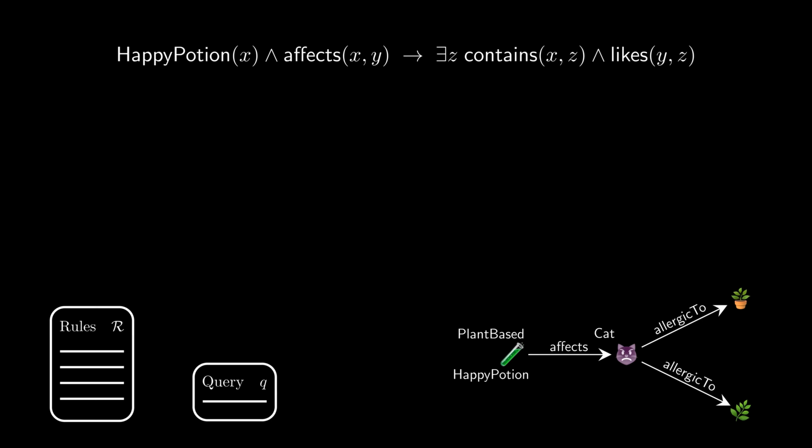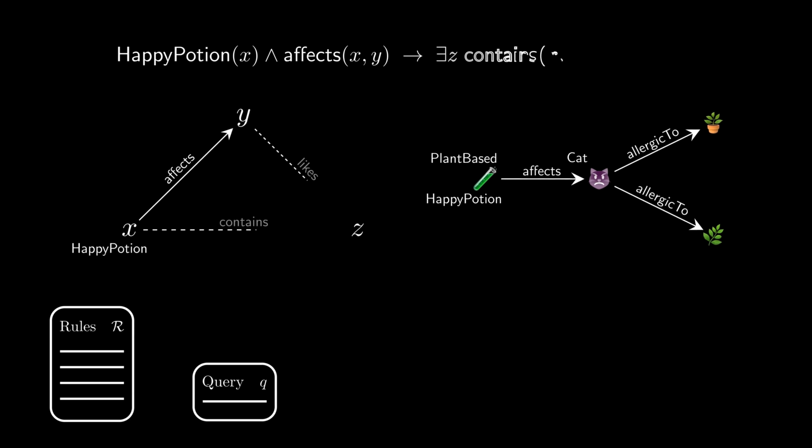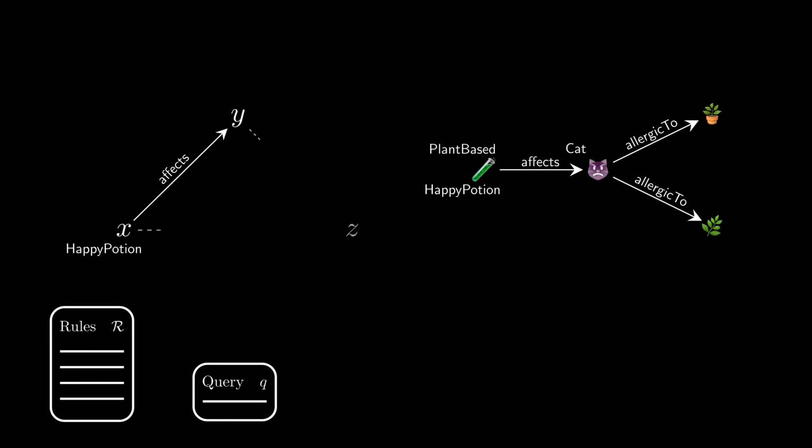The first one says that if X is a happiness potion that affects Y, then X must contain some ingredient Z that Y likes. Yup, and that's why the database seems incomplete. We know that X matches the potion and Y matches Kiki, but we don't know any ingredient that the potion contains and that Kiki likes. Well, let's introduce a fresh element in our database to witness that such an ingredient must exist.